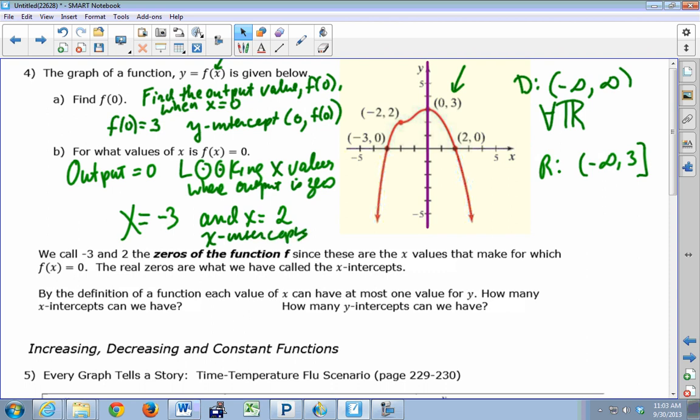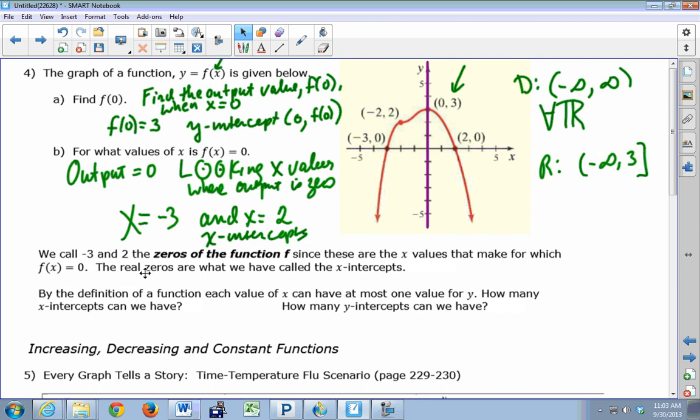Now, you remember when we were doing our graphing calculator to find solutions for equations, one of the methods we used was to find the zeros of a function. And I told you that later on, when we actually define functions, we'd get to why they were called zeros. So when you have functional notation, instead of using the word x-intercept, we say that the values negative 3 and 2 are the zeros of this function f, because these are the x values for which your output, f of x, is 0. The real zeros are what we have called in the past the x-intercepts.